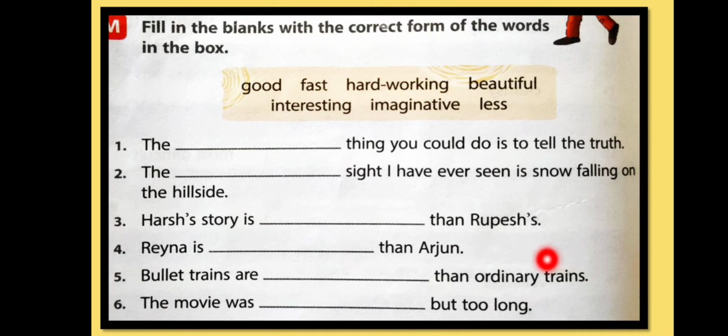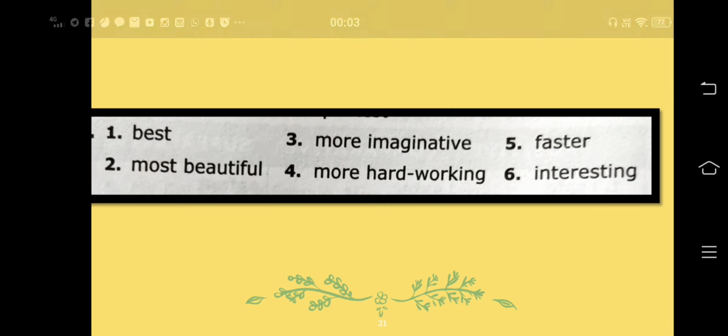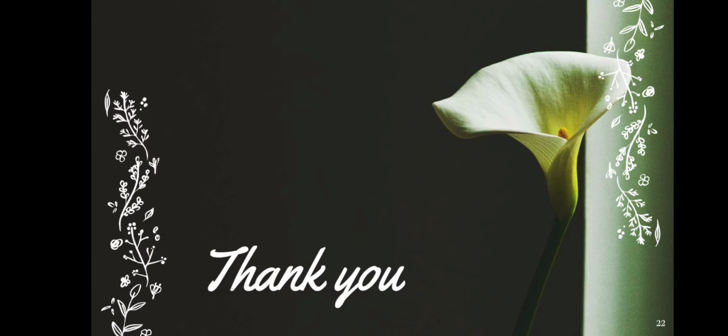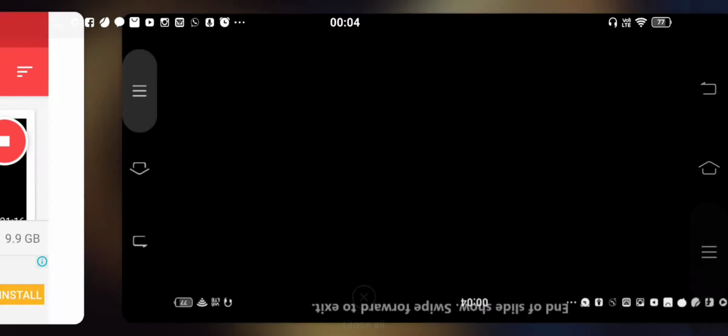Now next is bullet trains are dash than ordinary trains. Again there is a comparison between bullet trains and ordinary trains, and also the keyword than is there. So we have to use the comparative form of the most suitable one, fast, right? Say the word fast. It's a monosyllabic word, so you can easily write faster. Bullet trains are faster than ordinary trains. You can write the answers. Thank you. Next is the movie.